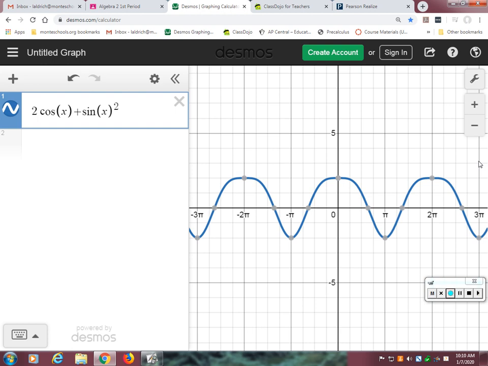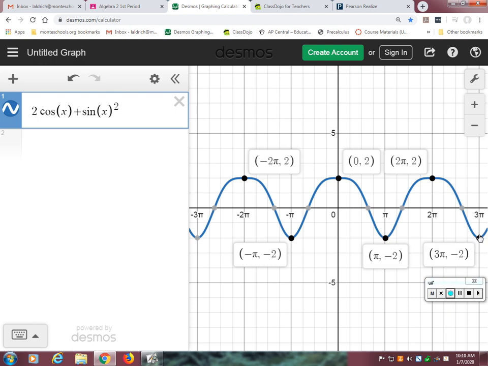Okay, so critical numbers: negative 2 pi, negative pi, 0, pi, 2 pi, 3 pi, and so forth. All those places are where the derivative is equal to 0, and so we potentially have a maximum or a minimum. All right? Okay. You guys good with that? Okay.